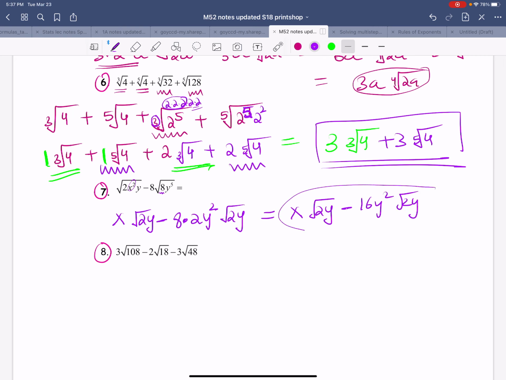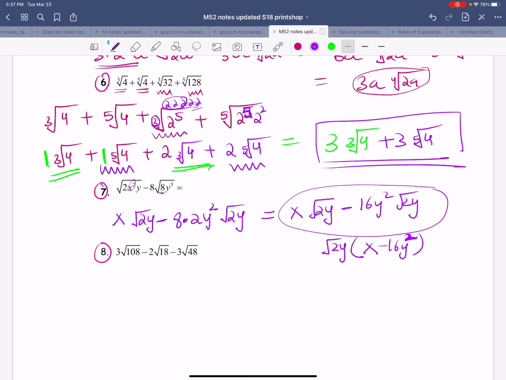And now they are the like radicals, but the coefficients are not like to be combined. If you really want to go one step further, you can write it. You can factor out a root 2y. Okay, but that's kind of unnecessary. You can go ahead and do it if you want to.